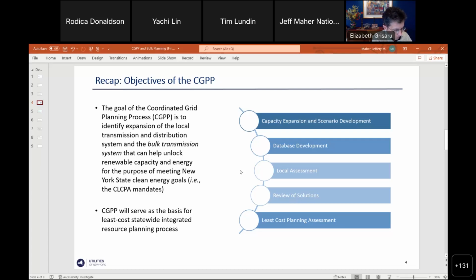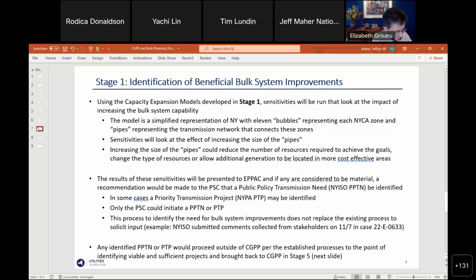So the first clarification is at the bottom of slide 7, where at stage 1, NYISO will be providing, right, thank you. So at the bottom, when we first start stage 1, if a public policy transmission need is indeed identified by the PSC, New York ISO will kick off our side of the process to solicit the solution and then go on with viability and sufficiency. Jeff did a great job describing how this process would incorporate.